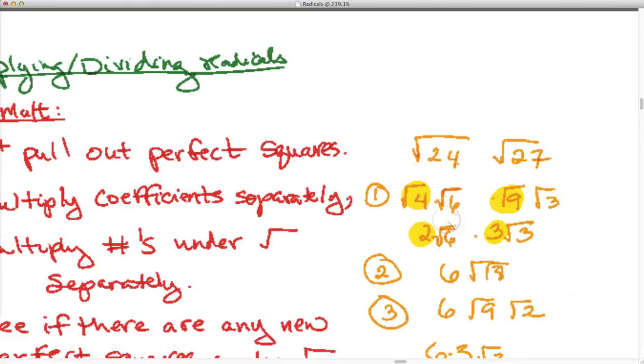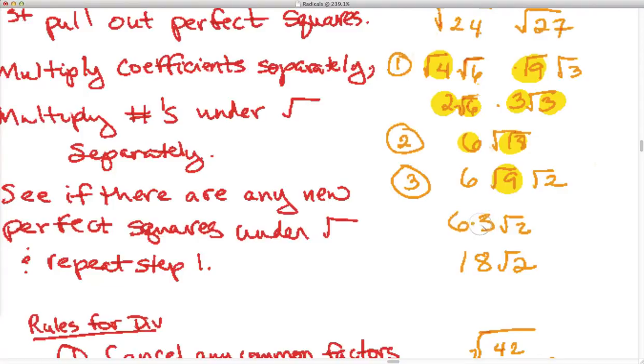And then at that point, when you do the multiplication, you multiply the coefficients. 2 times 3 is 6, and then root 6 times root 3 is root 18. Now, because we multiplied these two together, there might be a new perfect square, and sure enough there is. A 9 shows up in there because 18 is 9 times 2. So we can take the square root of the 9 and get 3. So as a result, we get 18 root 2.